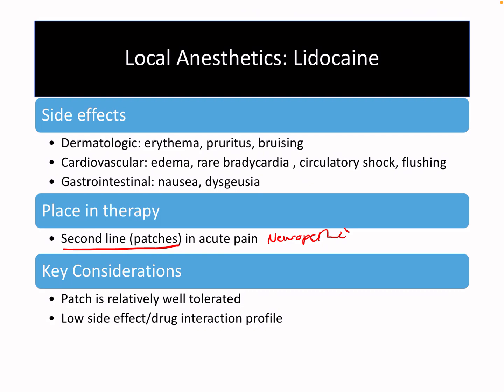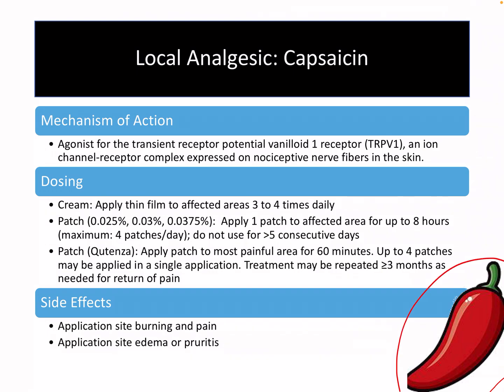Next, we have the local analgesic capsaicin. You'll notice that I have a pepper on here because it is a derivative of peppers. And it comes in several different formulations. Qutenza, the patch, is mentioned second line for neuropathic pain, but it is interesting that you can only repeat it every 3 months and you can only use it once in that area.